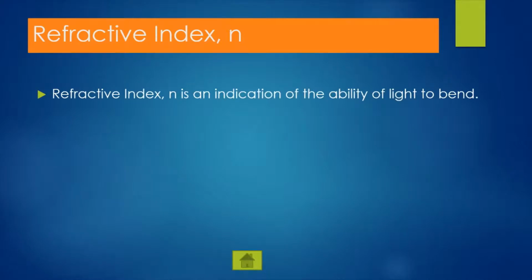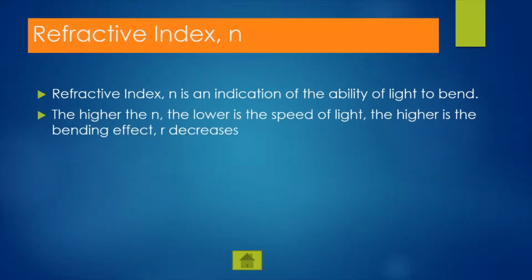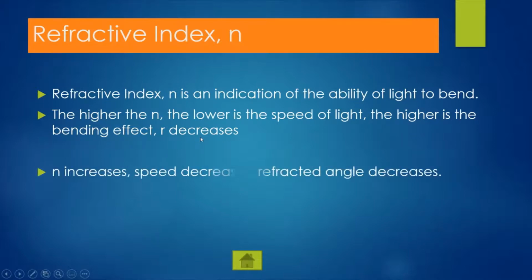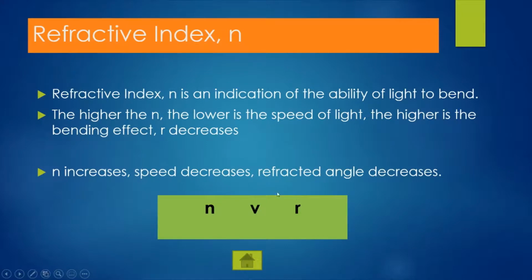Okay, so refractive index n is an indication of how much light bends. The higher the refractive index, the lower the speed. It will be slower and the bending effect is more, and if the refractive index is smaller, the opposite. So as refractive index increases, speed decreases, and the refracted angle decreases. Now we add in speed.